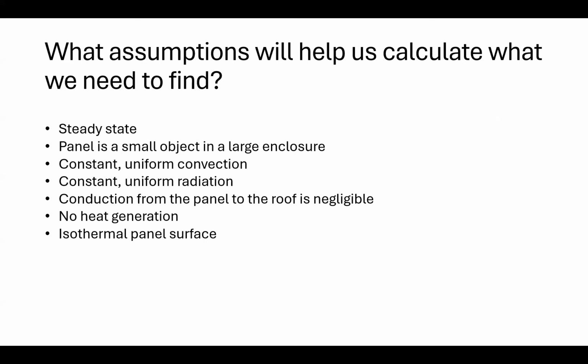The panel is a small object in a large enclosure. This is an important assumption for when we're calculating the radiation heat transfer rate. We have constant and uniform convection and radiation. We're not considering any conduction away from the panel to the roof. There is no heat generation in the panel, and we're assuming that the panel surface is isothermal. So the temperature is constant everywhere on the surface of the panel.